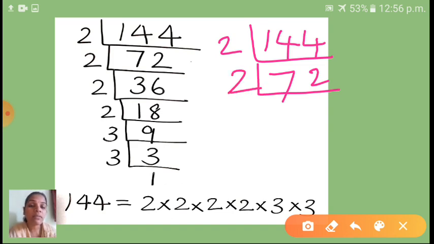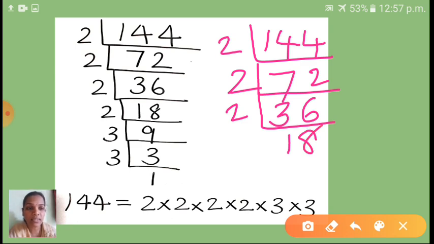Okay children, 7, how many 2's are there? Very good, 3 2's are there. Remainder is what? 1. So 1 will go here, so it will become 12. 12, how many 2's are there? Very good, 6. Again yes 2. See here children, and here 18. 18, 2's are 36. And here it is what? Even number. So 2 will come.